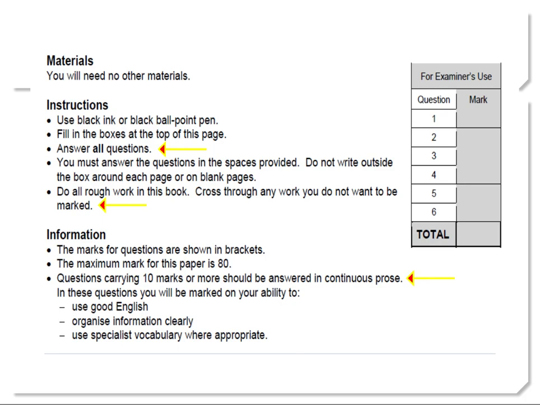And then the third point I've highlighted here is questions carrying 10 marks or more should be answered in continuous prose. In other words, that means if a question is worth 10 marks or more, you should use what we refer to as regular or standard writing with sentences and paragraphs.